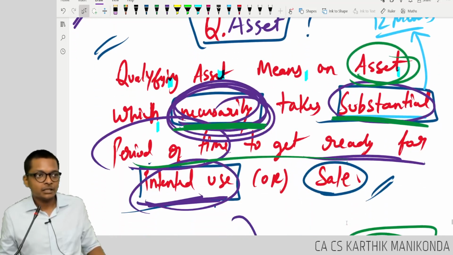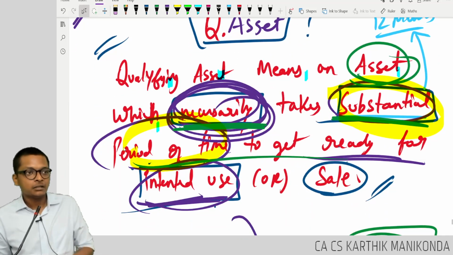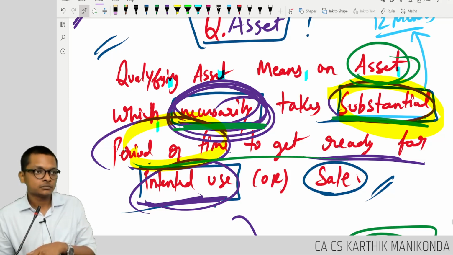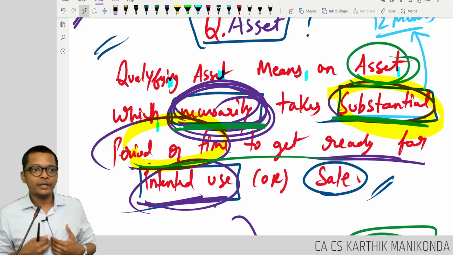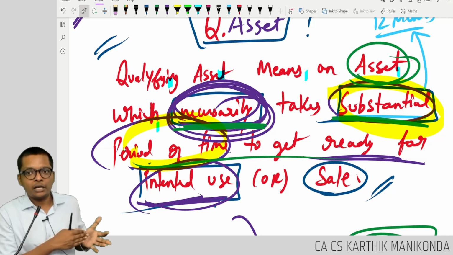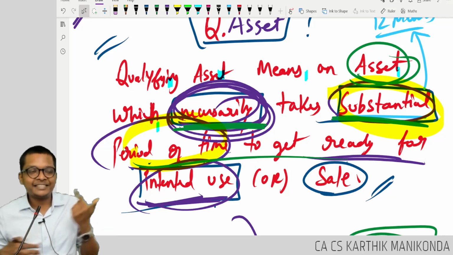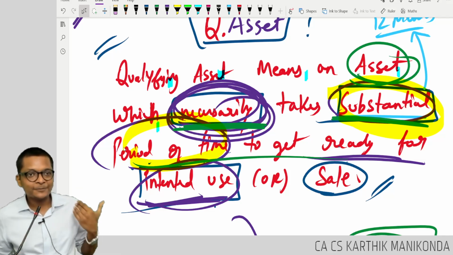Is it a qualifying asset? Does it take substantial period of time to get ready? In 1 second I can buy mutual funds. Now time is 11:42 a.m. I go to my Upstocks or Zerodha app. I can buy mutual funds in less than 30 seconds. Is it taking substantial period of time?